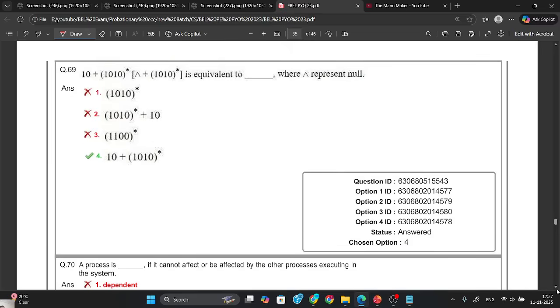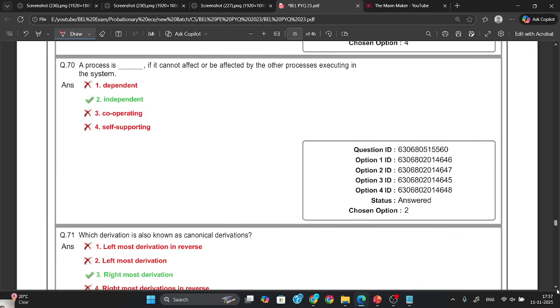We have this expression, okay, that this represents null value. This one represents null value. So generally it is what? It will be equivalent to this one only, 10 plus 1010 mod.